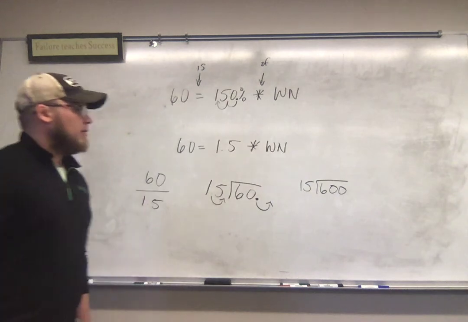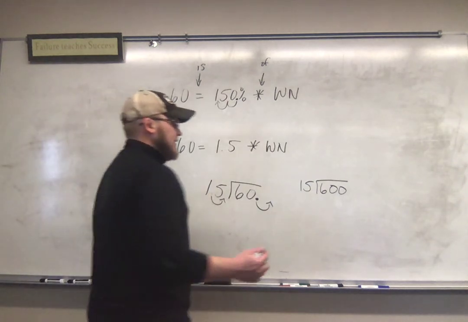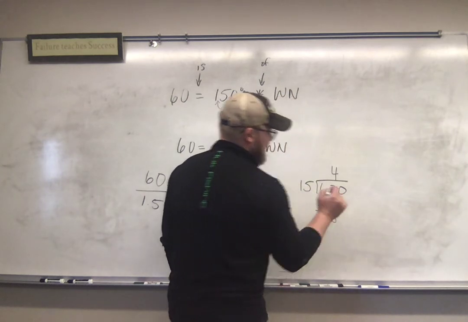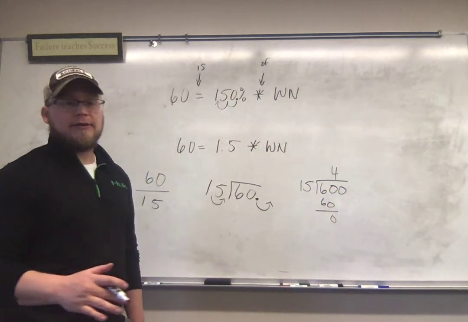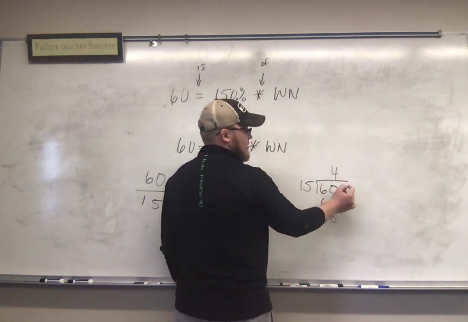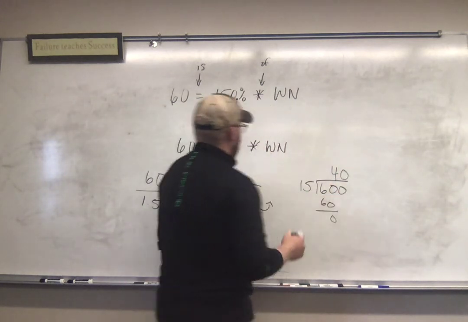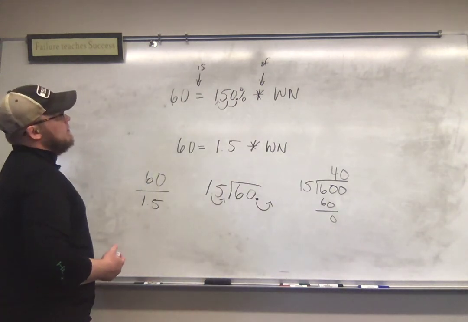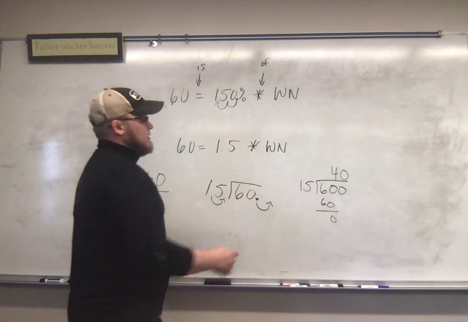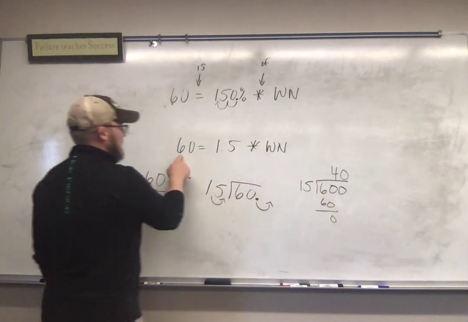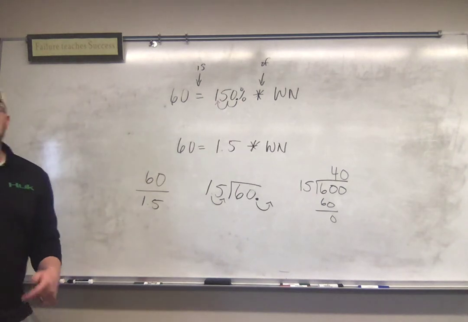Okay. How many times does 15 go into 60? That's 4 times, and it goes in evenly. Okay, there's 0 remainder. And what happens when there's a 0 at the end? You just bring it right up, and 40 becomes your answer. So if I were to take 40 and plug it in, and I take it times 1.5, I would get the answer of 60.